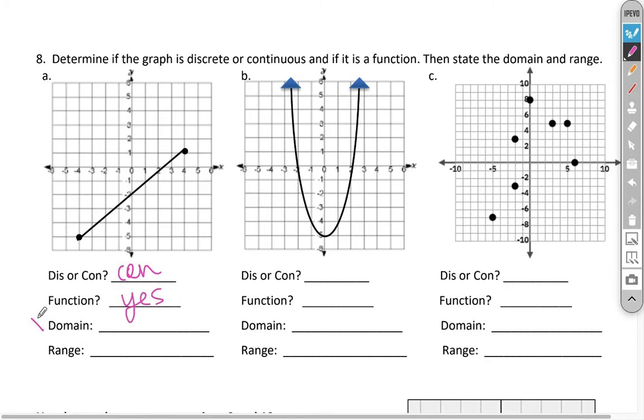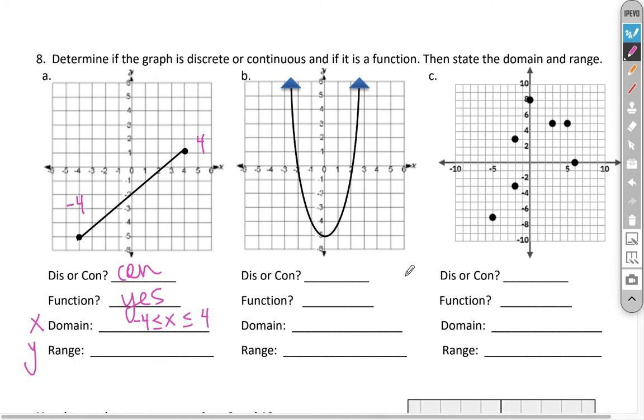If we remember, domain is our x and range is our y. So for domain, we need to look at our x. Our first x is going to be negative 4. Our last x is positive 4. So we're going to have negative 4. Remember, we're always going to use the less than symbol. And in this case, we have a closed circle, so it's less than or equal to x. Again, a closed circle, so less than or equal to positive 4.